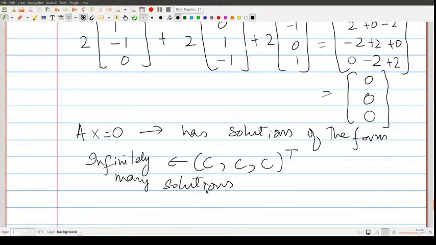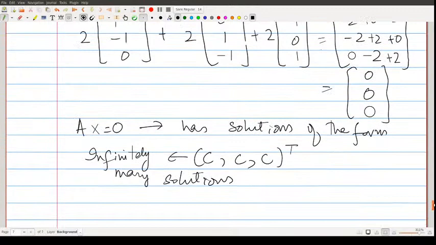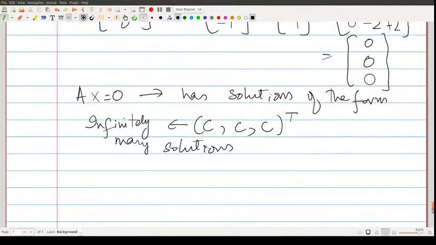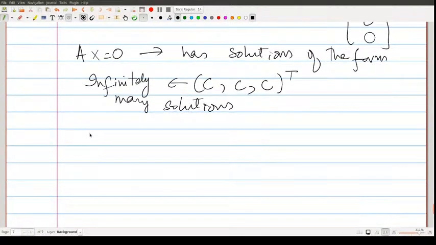Okay. And now let's go back and see how this is connected to Ax = b. So let's say I want to solve Ax = b, right? And let's change this b. Let's not take it to be -2, 0. Let's take this to be 1, 2, 3. Okay? And now I ask a question.